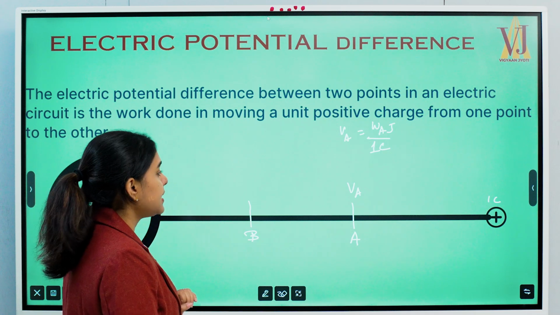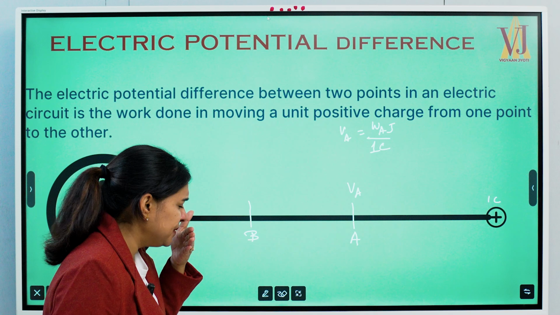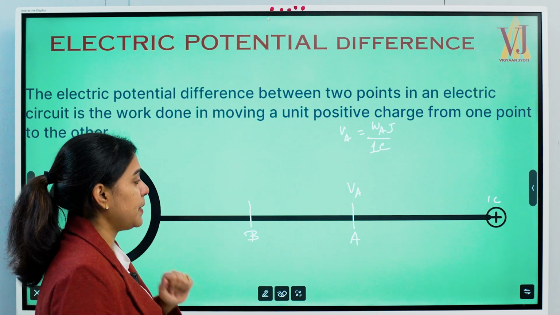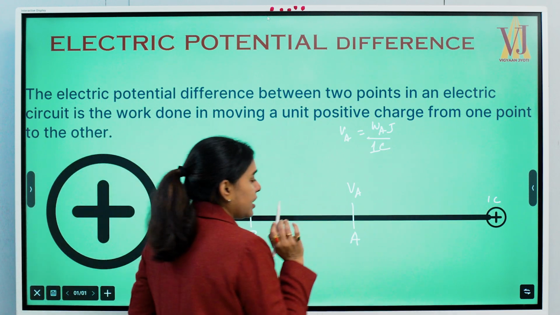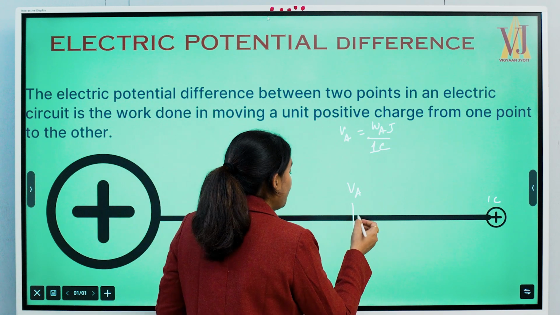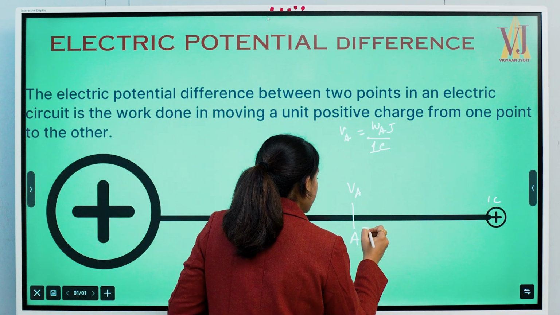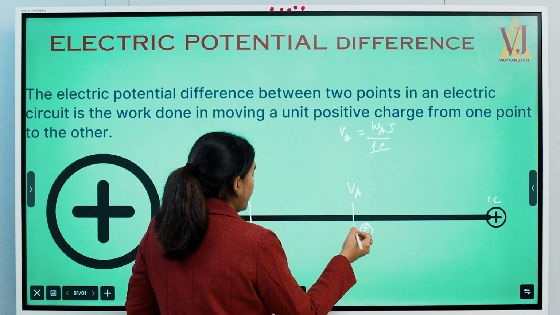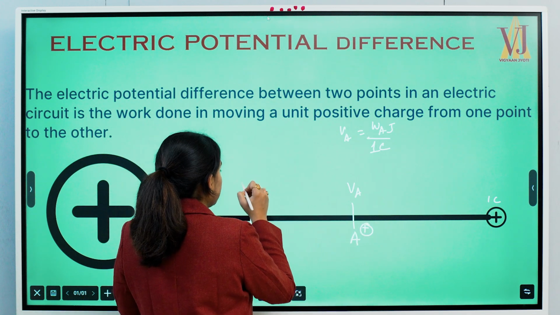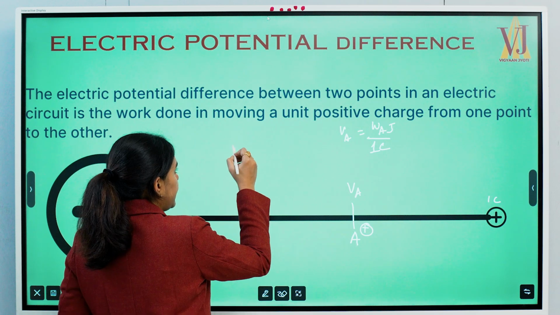Next, if you are trying to bring this part, it's still VA, at point A. Now the positively charged particle has come here, and now you are going to move it to VB. That means the potential at this point will be VB. Okay, that means how much amount of work has been done.